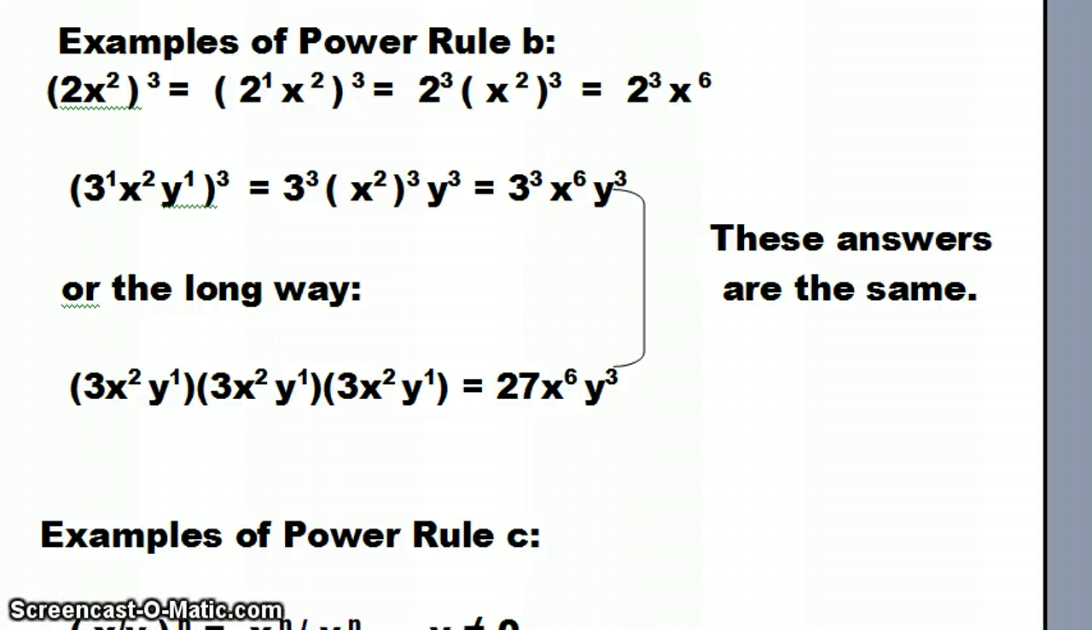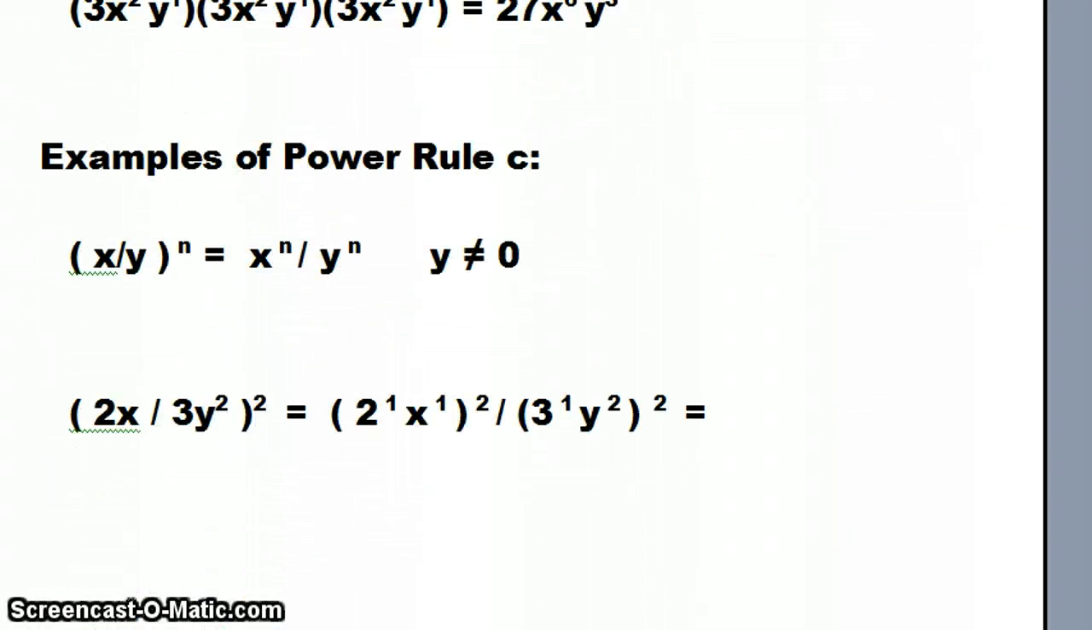3x to the 2nd, y to the 1st, all to the 3rd power, we give everybody an exponent. For the 3, we take 1 times 3 and get 3. For the x, we take 2 times 3 and get 6. For the y, we take 1 times 3 and get 3. You can work it out the long way using the definition if you want to, and that example is explained there. On power rule C, that problem looks like a fraction.